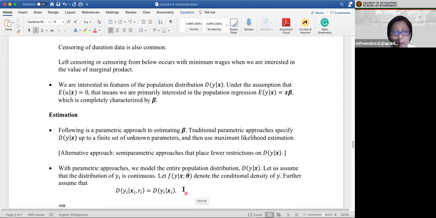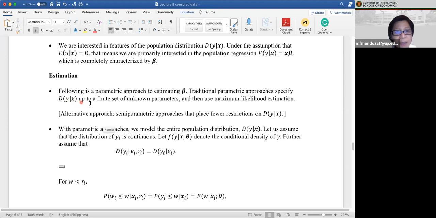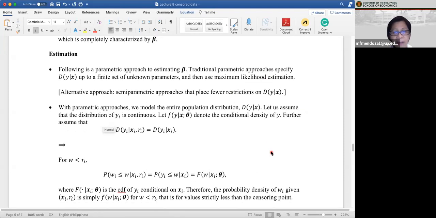So what we will be discussing is the parametric approach to estimating beta. That is in contrast to semi-parametric approaches that place fewer restrictions on this conditional distribution. Note that when we do maximum likelihood, we have to specify the form of the density function. That is, maximum likelihood estimation is an example of the parametric approach. Traditional parametric approaches specify the conditional distribution of y given x up to a finite set of unknown parameters and then use maximum likelihood estimation. So let's do that here.